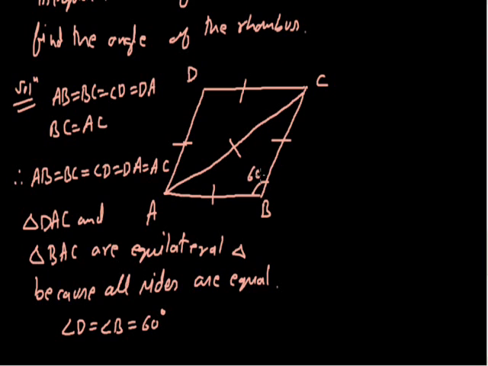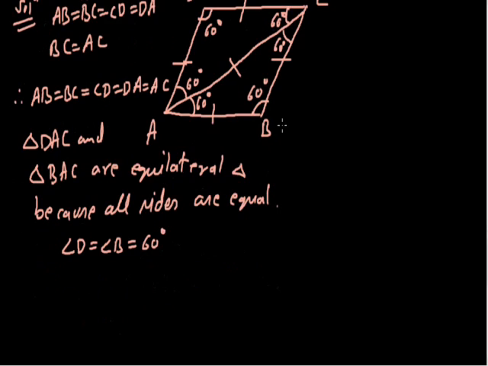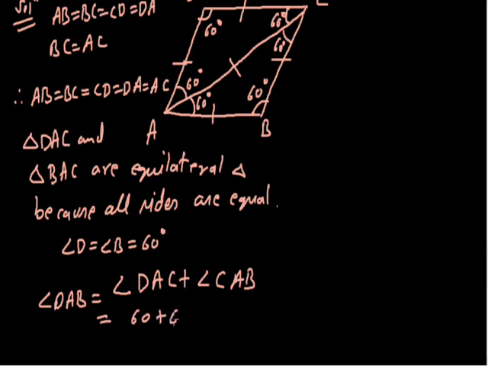Let's say this is 60 degree and this is of 60 degree. And in the same way, this angle C is also of 60 degree. This is also 60 degree, and this angle is also 60 degree. So by this figure we can say that angle A is 60 plus 60, that is 120 degree. So angle DAB is equal to angle DAC plus angle CAB, as both are 60 degree, so that is equal to 120 degree.